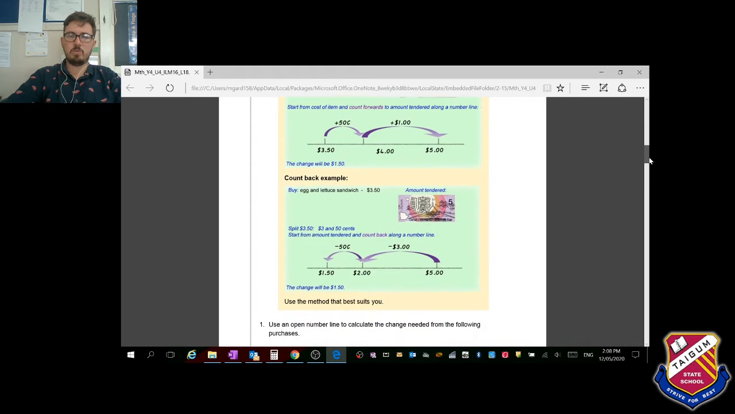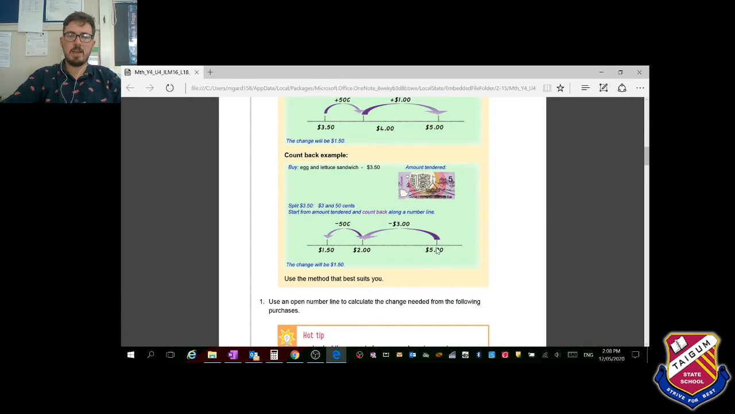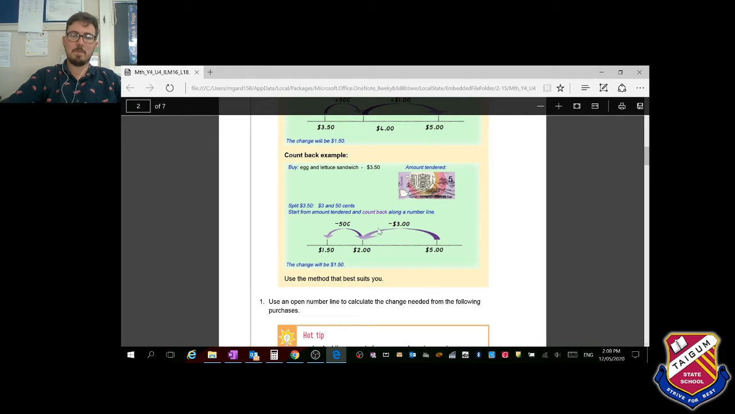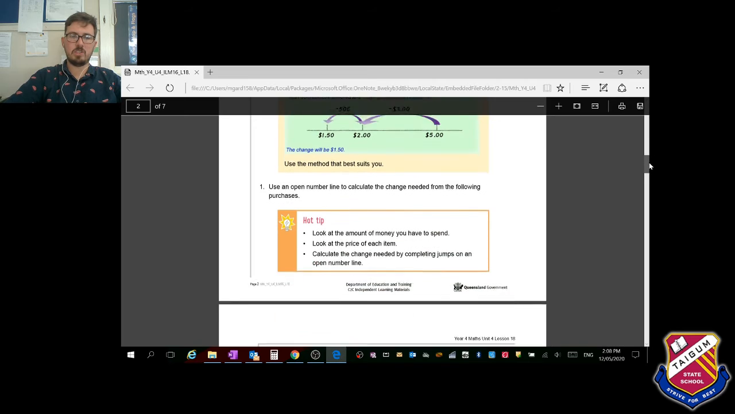The other way you can do it is working backwards. So you would start with the amount tendered, and you would subtract down to the change. Sorry, I explained that badly there. Let me try again. You'll start with the amount tendered, then you will subtract the price of the egg and lettuce sandwich, and then the change will be what's there. So you pick the method that best suits you.